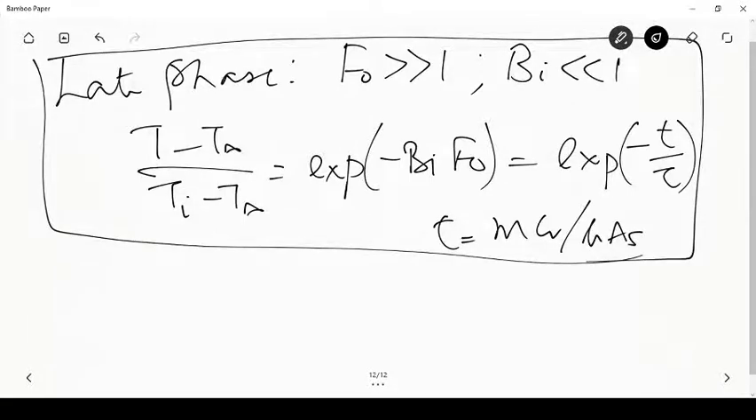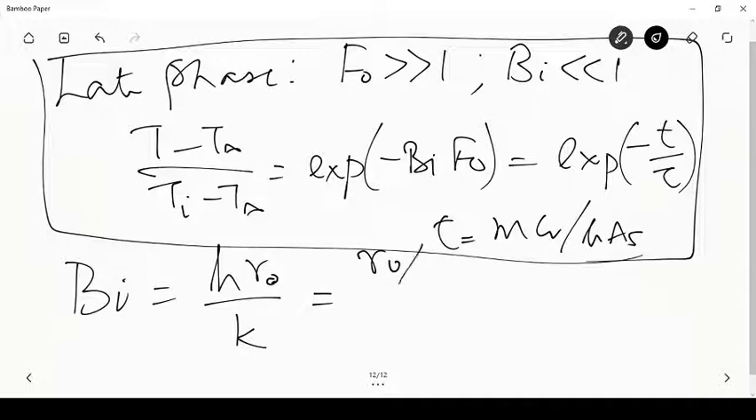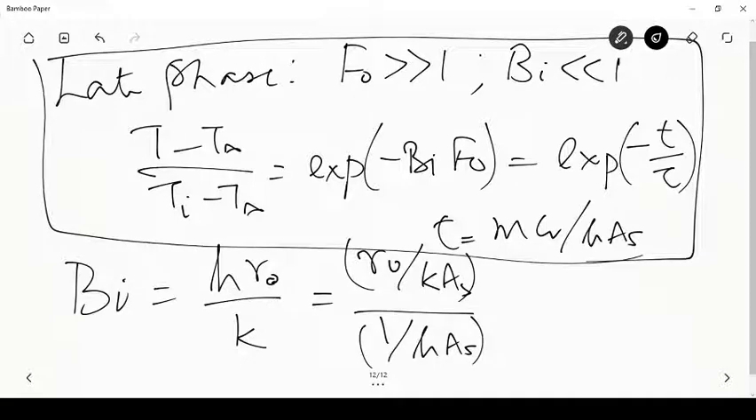So this is your understanding. In this, basically you treat the entire object to be at the same temperature, because the Biot number is small. The resistance to conduction, that is another thing that I have to tell you. Biot number, what is it? It is H R naught by K. I'll rearrange this to write as R naught by KAS divided by 1 over HAS, where A is AS. You can just multiply and divide by AS here and rearrange that, so you get R naught by KAS by 1 by HAS.